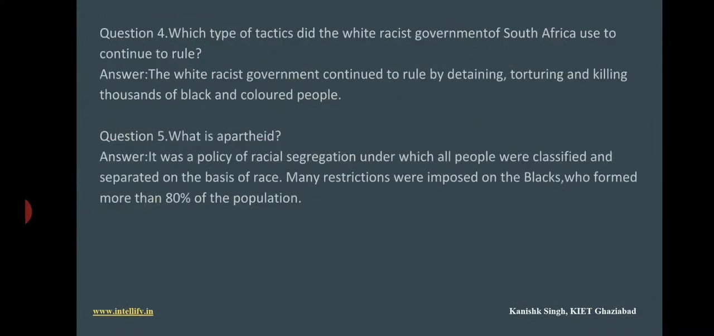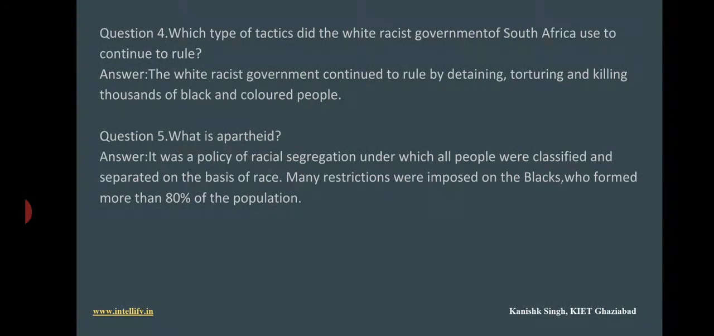Now moving on, it's question fourth. Which type of tactics did the white racist government of South Africa use to continue to rule? So we know white rule. What were the tactics? So the answer is the white racist government continued to rule by detaining, torturing, and killing thousands of black colored people. I mean, they used violence. They used to torture people for their own benefit, to extract whatever they wanted from them using these cunning processes.